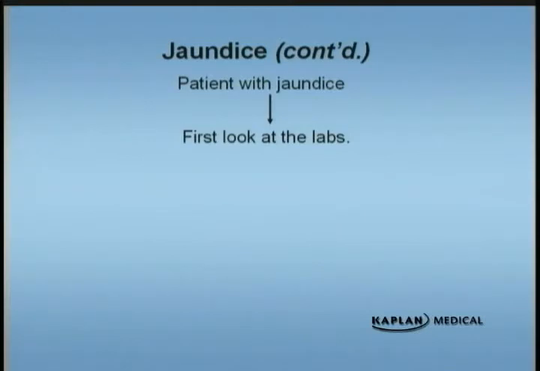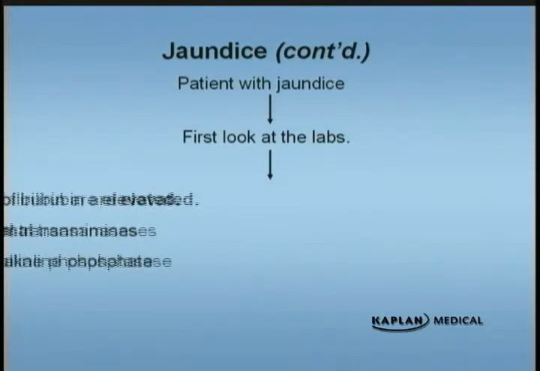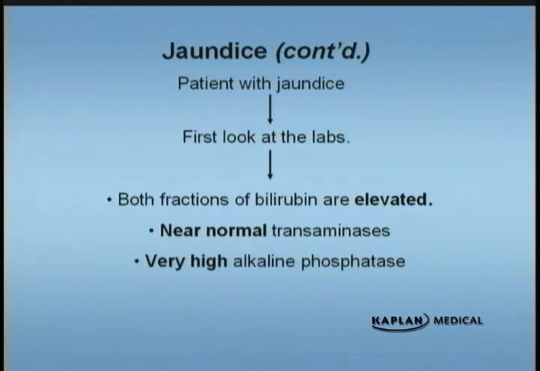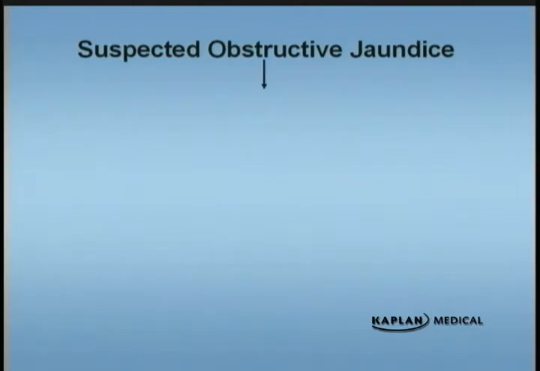Okay, we have another here. Patient with jaundice, you first look at the labs. If both fractions of bilirubin are elevated, the transaminases now are the ones that are near normal, and the alk phos is very high, that is obstructive jaundice. So what do we do next? We do a sonogram. You suspect obstructive jaundice, you start then with a sonogram.